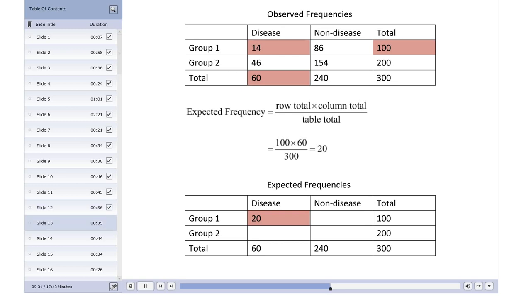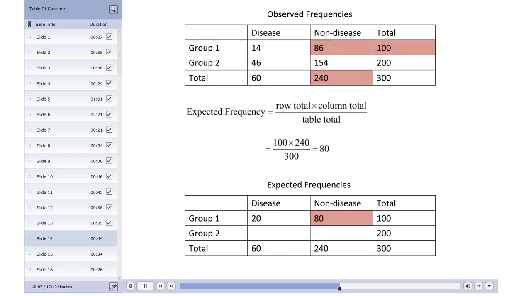Okay, so let's use this formula to get the upper left corner of the expected frequencies table. In order to do this, we need to look in the upper left corner of our original table that has a 14 in it, and we're going to be using the formula row total times column total over table total. For the cell that has a 14 in it, the row total for that cell was 100, and the column total corresponding to that cell was 60. So we just do 100 times 60 divided by the table total, which is 300, and that gives us 20. So 20 is what we're going to put in the upper left corner of the expected frequencies table.